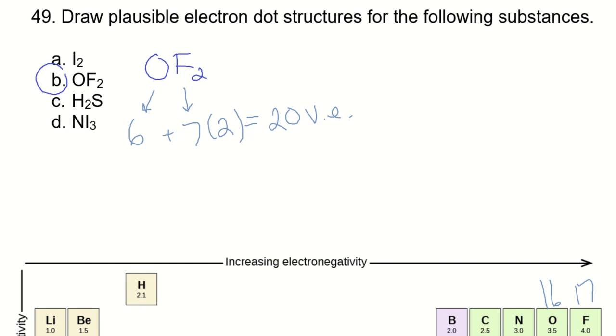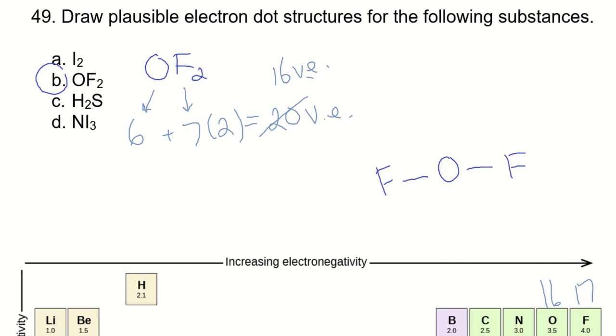The less electronegative atom in this case is oxygen, so we're going to put that in the center, and we'll surround it with the 2 fluorines. We're going to need a bonding pair, in other words connect these atoms, and that's going to use up 4 of our valence electrons. Each bonding pair is a pair of electrons that are being shared. So we're down to 16 valence electrons.